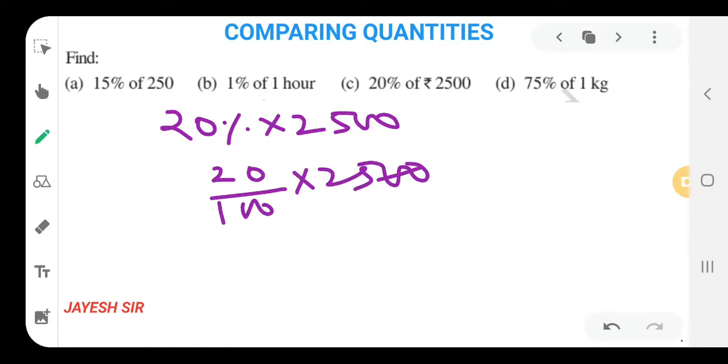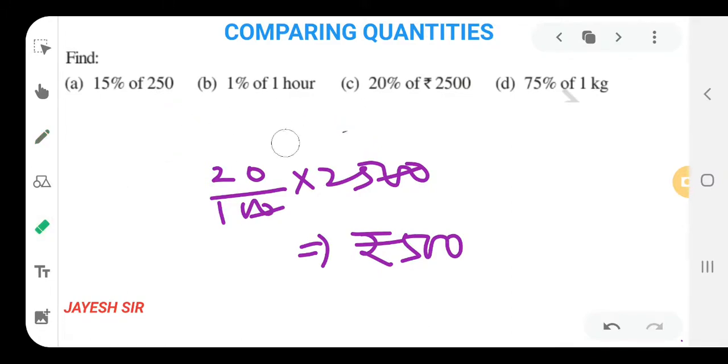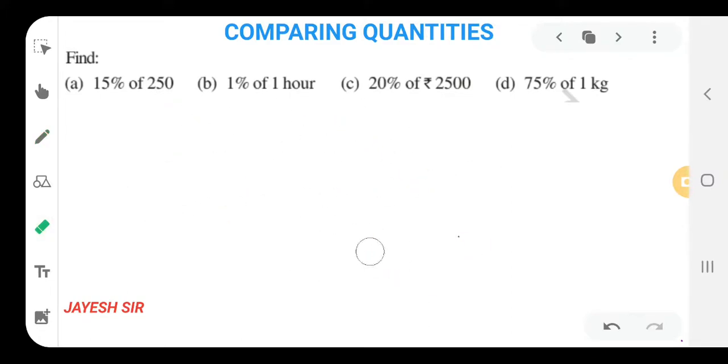Now 20 gets cancelled. What is left? 25 into 20. The final answer is rupees 500. I hope you all might be getting it. So 20% of 2500 is rupees 500. Let us begin with the D type and see what is there in that.